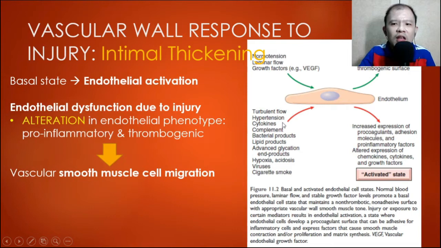So what's the effect? You have increased expression of procoagulants. When the endothelium is exposed to these materials, these instances, the endothelium itself produces procoagulants, leading to a thrombogenic blood. So you have alteration in endothelial phenotype, which leads to a blood that is pro-inflammatory. The blood vessel is pro-inflammatory and thrombogenic. Therefore, what's the danger here? You have the danger of thrombus formation much later on.